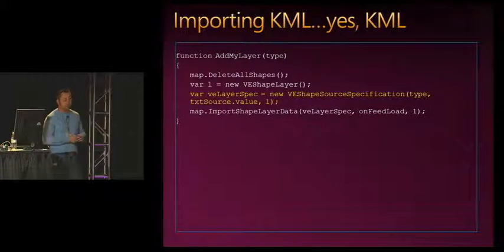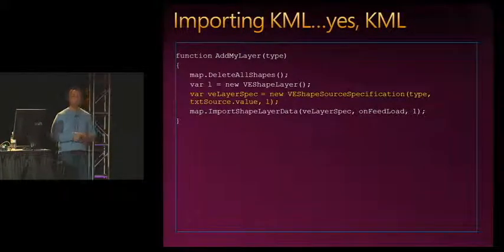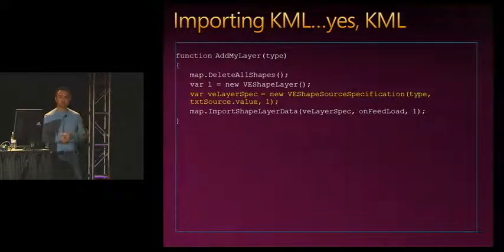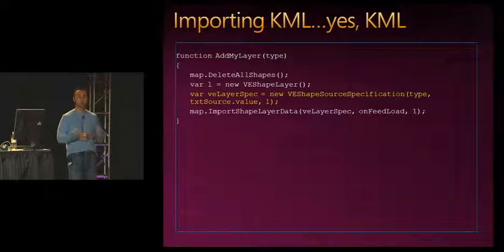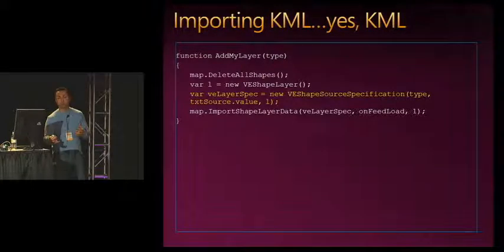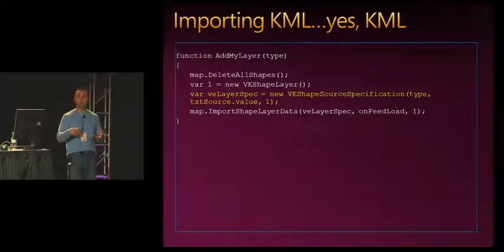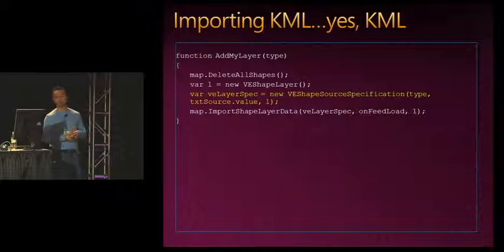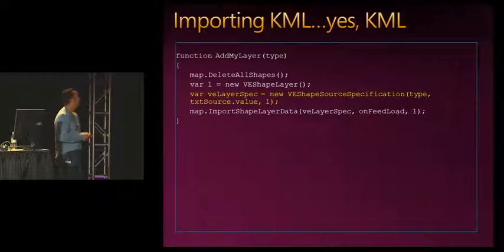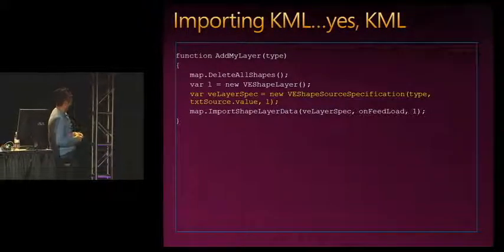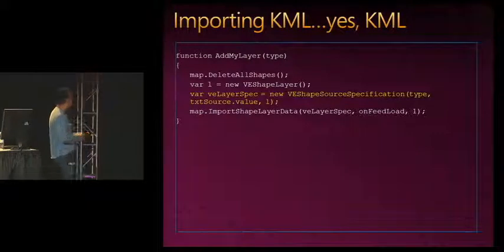Oh, I'm sorry. KML is Keyhole Markup Language. It's the main language that comes from Google Earth. So if you've got files in Google Earth, you can export them to a KML, and now we can render them in Virtual Earth. And then the actual layer at which the data is going to reside.